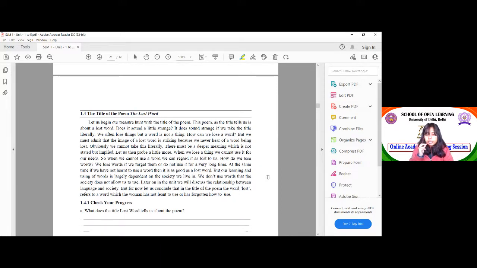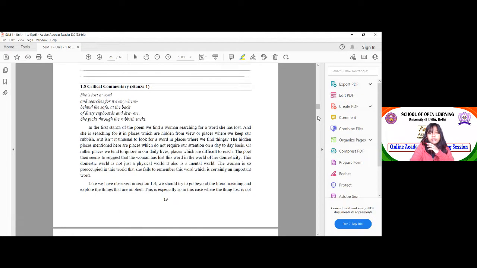But for now, let us conclude that in the title of the poem, the word lost refers to the word which the woman has not learned to use or has forgotten how to use. So this is something we already said, that through the title you can understand that this particular woman has lost a word because she has either forgotten it or because she never learned it. So this is like the first bit.